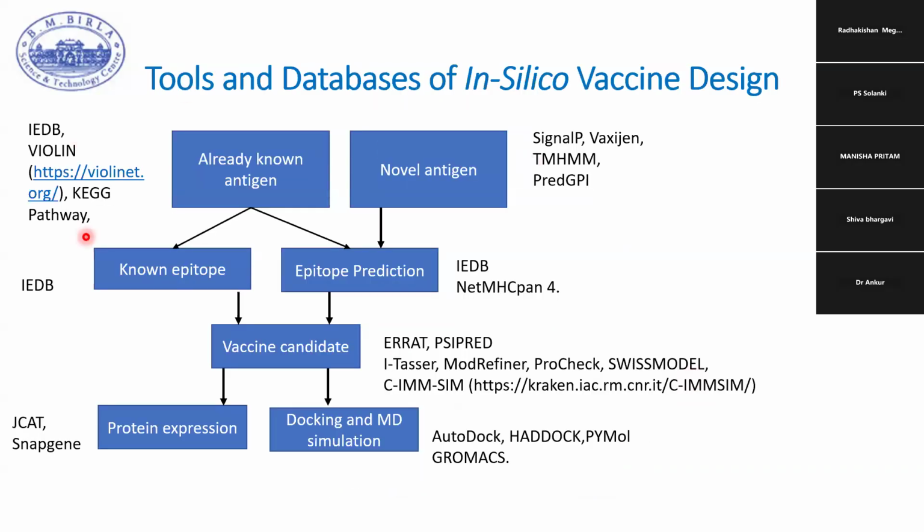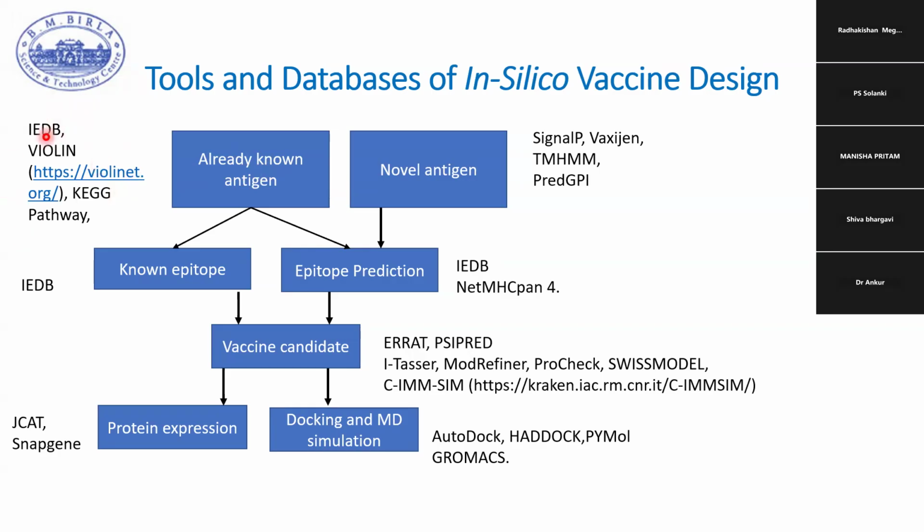For each stage, I have written some tools, like what kind of tools you are going to use for each stage. So there are two possibilities if you are going to work on a particular pathogen. There is lots of research already going on, so you can find some already known antigens, or you can work with computational tools and develop some novel antigens. For already known antigens, you can search IEDB, Violin, okay?